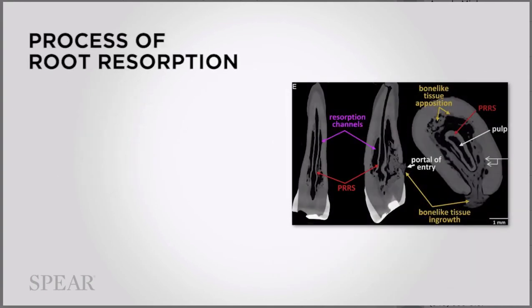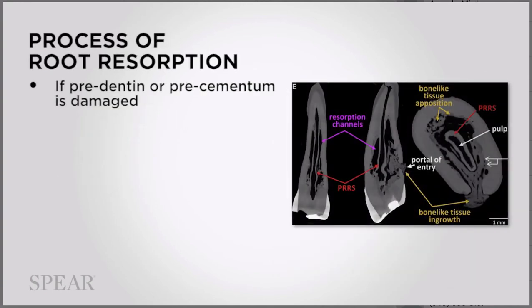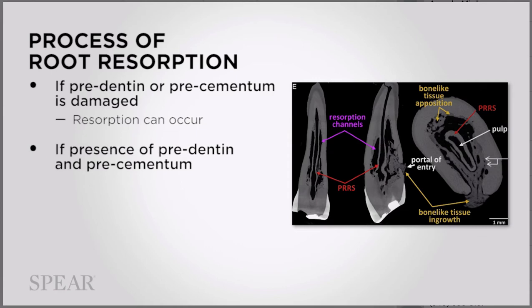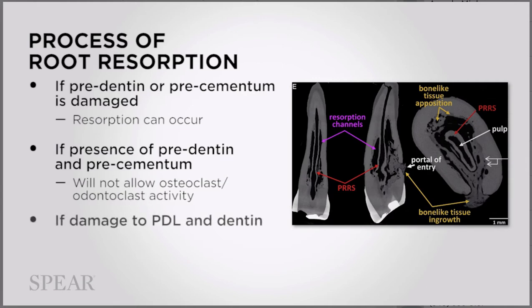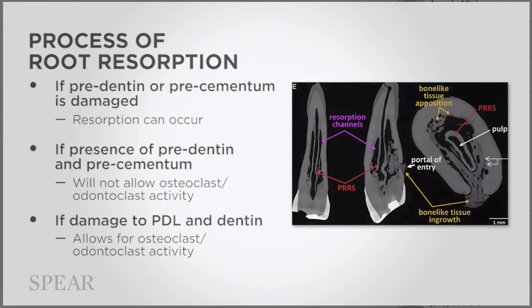So the process of root resorption, generally speaking, is if there's damage to the predentin or the precementum, root resorption can occur. If there's a presence of predentin and precementum, root resorption will not allow the osteoclast or the odontoclast activity to occur. However, if there's damage to the periodontal ligament and the dentin on the root surface, this allows for osteoclastic and odontoclastic activity to occur.